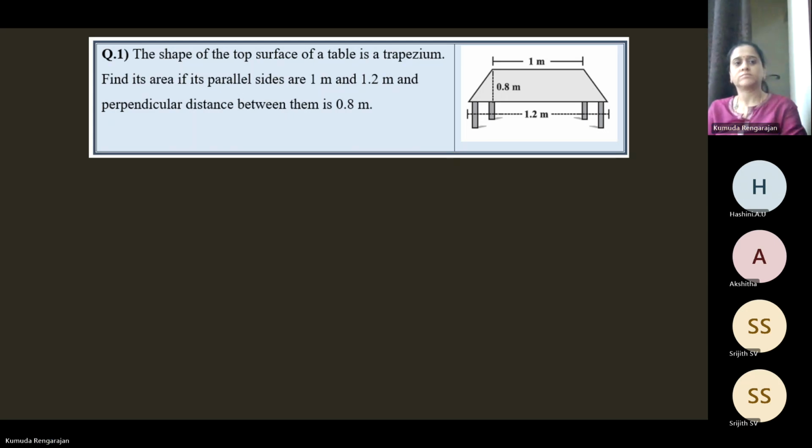Area of trapezium, half into a plus b into h. Half into 1 plus 1.2 into 0.8. Half into 2.2 into 0.8. Then 2.2 becomes 1.1.